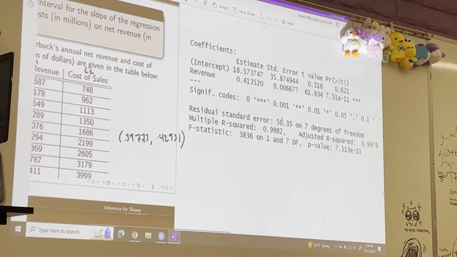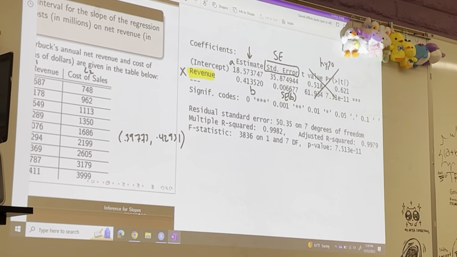So the computer output, notice that my explanatory variable, revenue, this is my X right here. And the estimate, this is the slope. The estimate for the intercept is A. The standard error right here, this is SE. So this is my standard error of my slope, which is what I need for my confidence interval. The t-value and the p-value, I do not need. These are for hypothesis tests, right? I don't need a t-statistic and I don't need a p-value for my confidence interval.